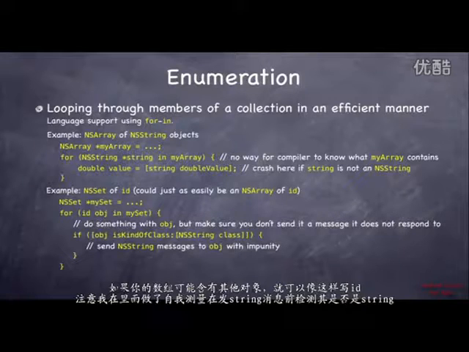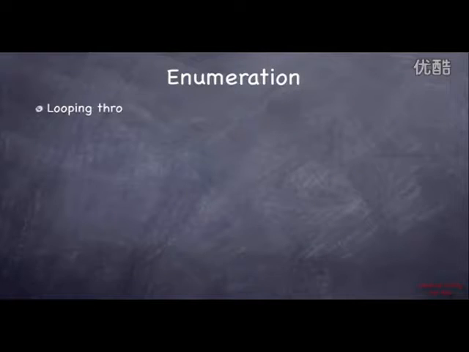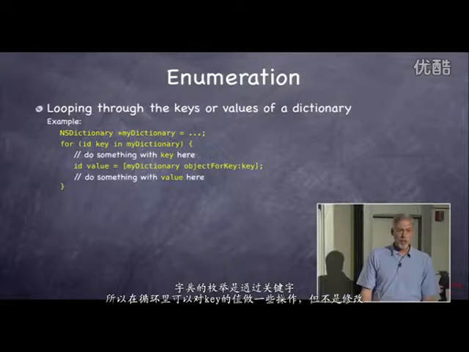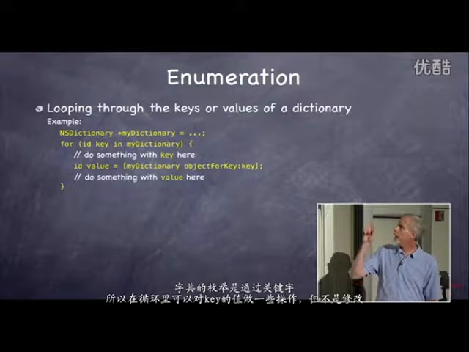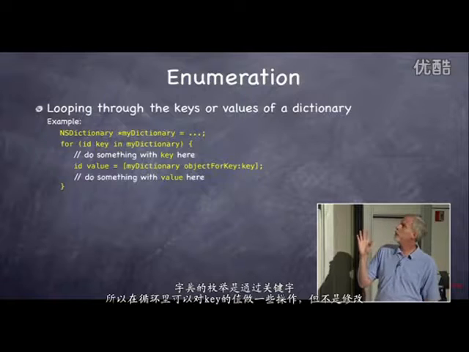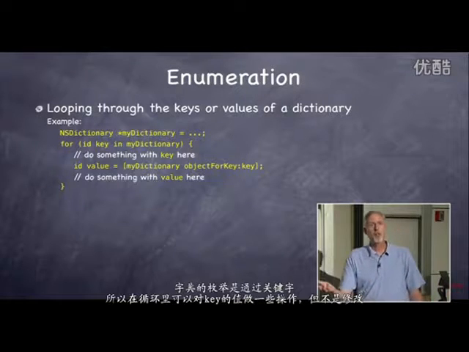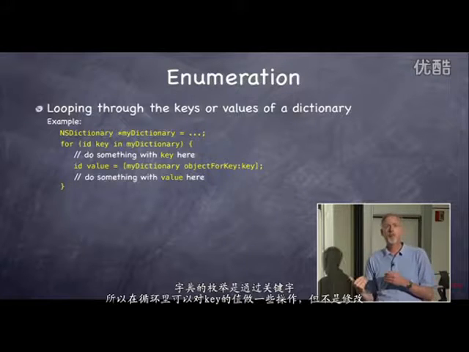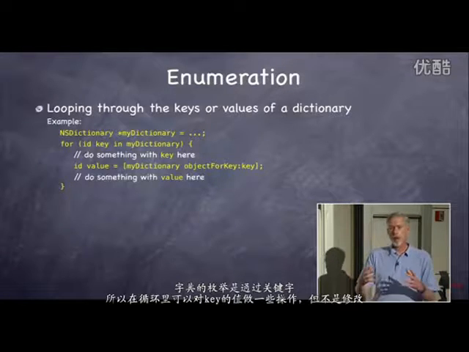Here's a set that I'm iterating through, ID_obj in my set. And look, I'm doing introspection inside to see if it's a string before I send some string thing to it. All right? Enumerating dictionaries enumerates through the keys. So inside the loop, you can do something with the key, and then you could call my dictionary object for key and get the value. And so you could do something to the value too. Right? So you can do the key, modify the key or the value, or not modify, but deal with.